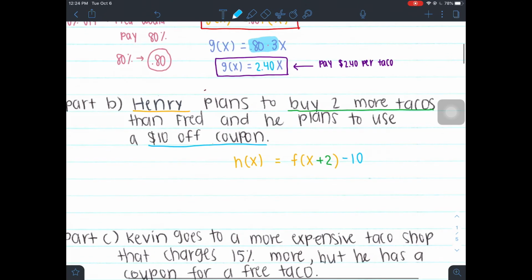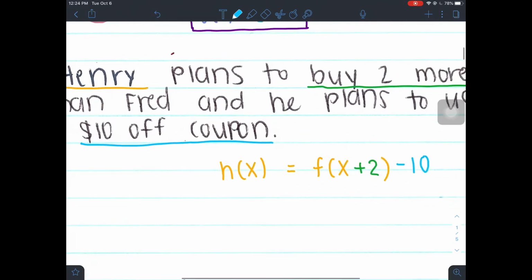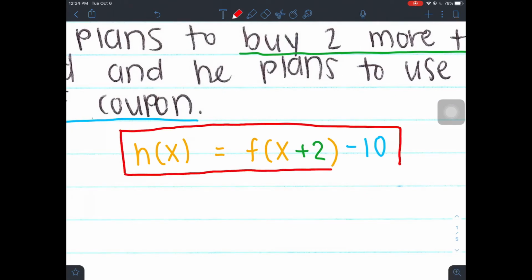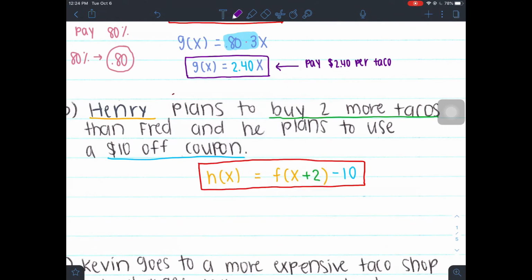Now, we took care of all of the things that Henry did, right? Henry buying 2 more tacos, and he's using a $10 off coupon. Remember, we're comparing him to Fred. That's why there's still an f here. Okay, so that would be the transformation equation. Those are the 2 transformations that have happened. And now we're going to go ahead and do the simplified regular equation, quote unquote.